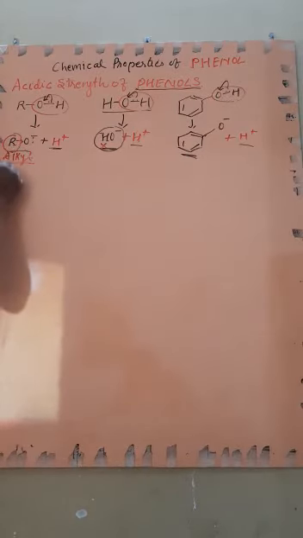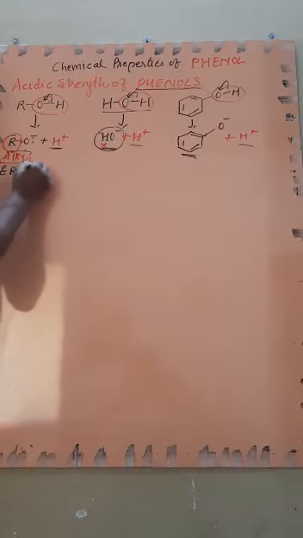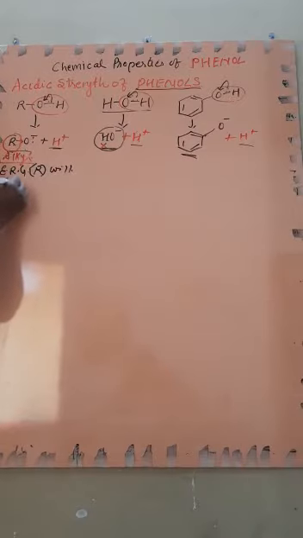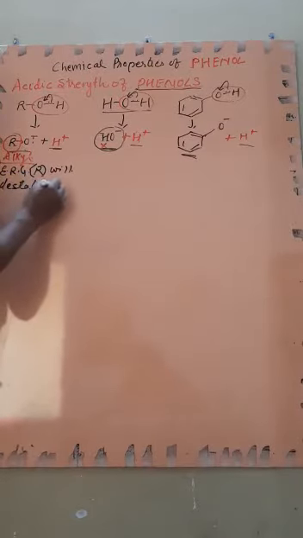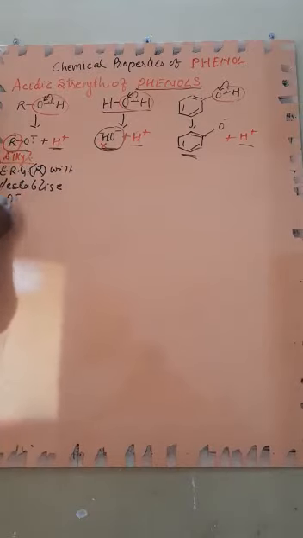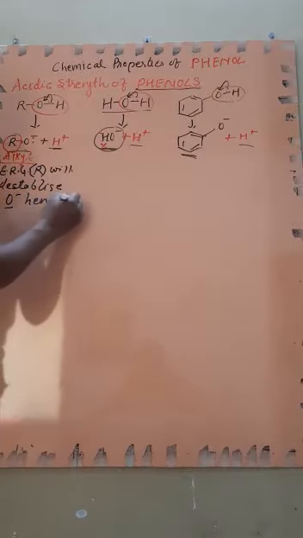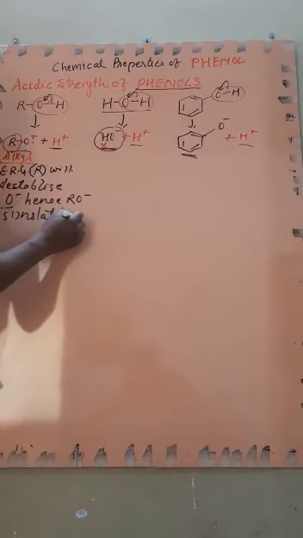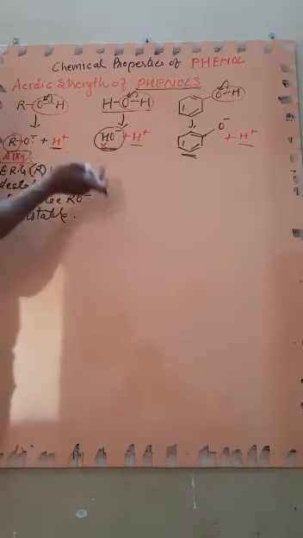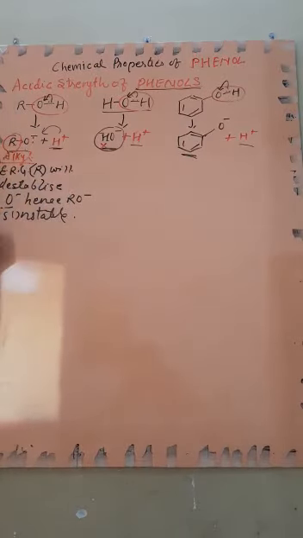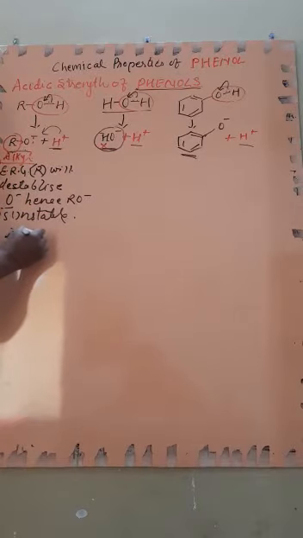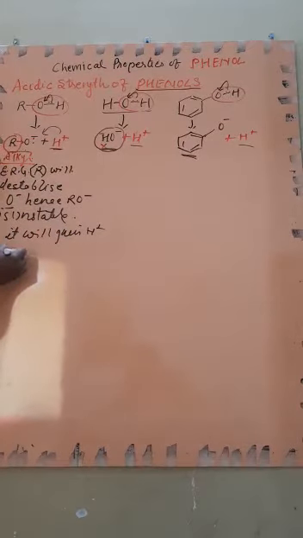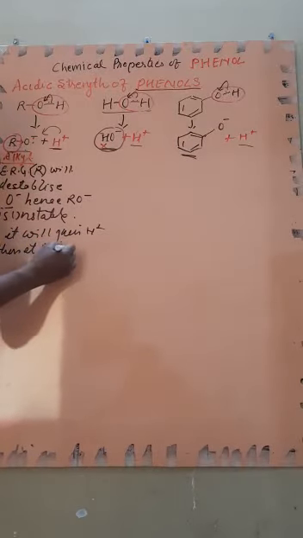Here the electron releasing group R will destabilize the oxygen anion. Hence RO anion is unstable. Being unstable, it will show the tendency to gain hydrogen cation. So it will gain hydrogen cation, thus it is least acidic.